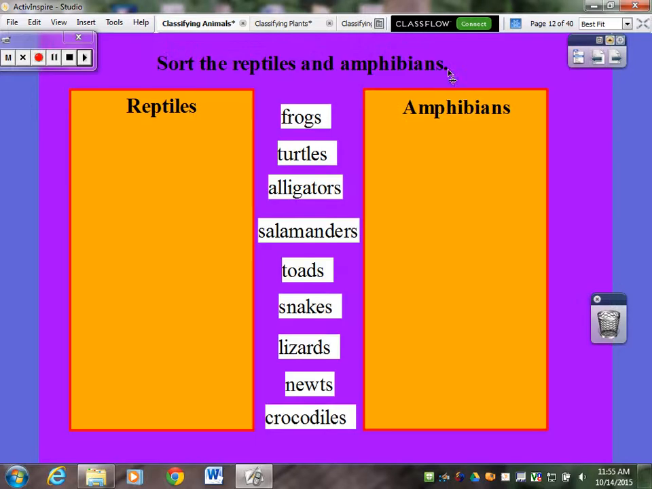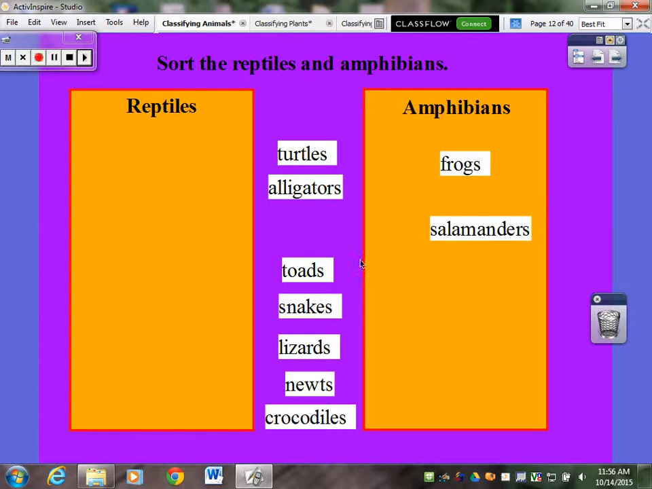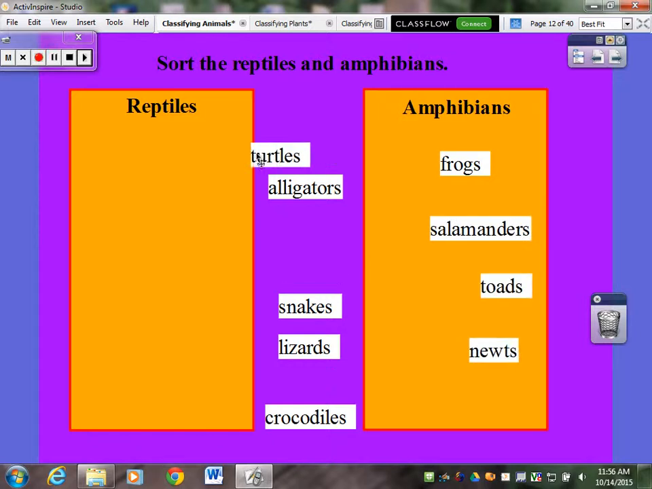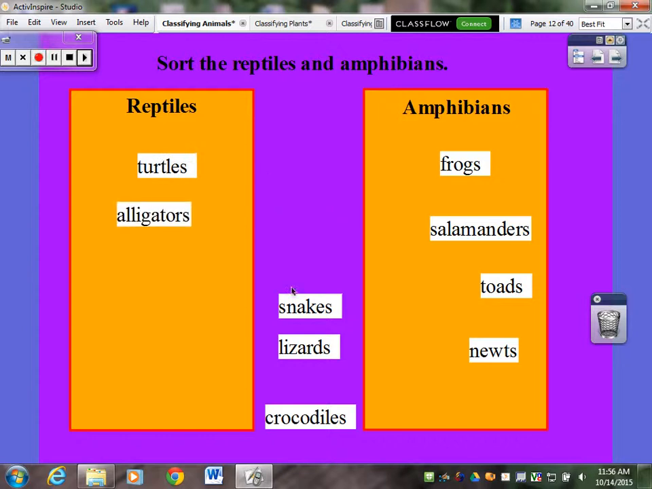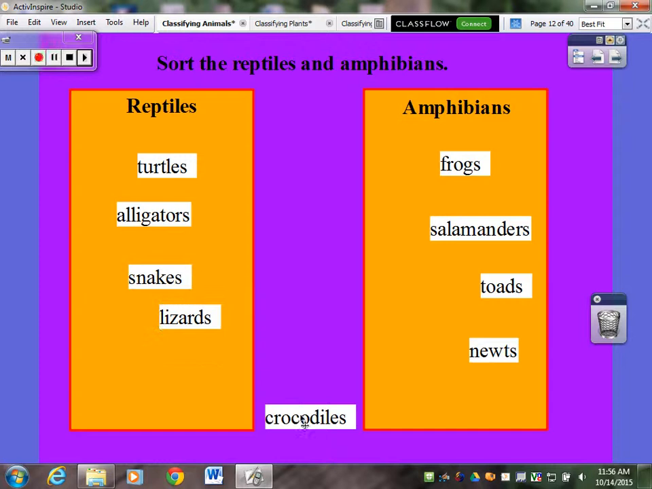Some examples: amphibians would be frogs, salamanders, toads, and newts. Reptiles, some examples, are turtles, alligators, snakes, lizards, my favorite, and crocodiles.